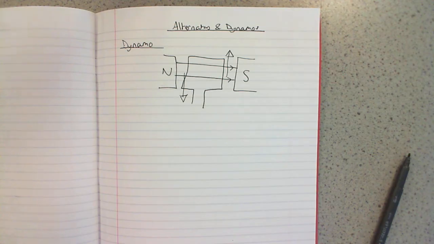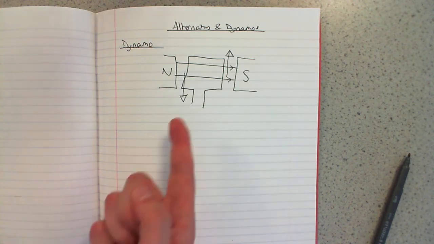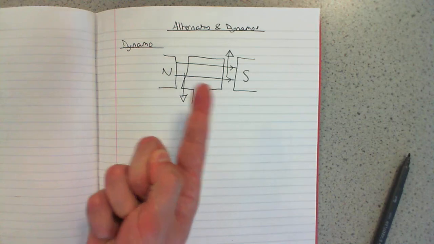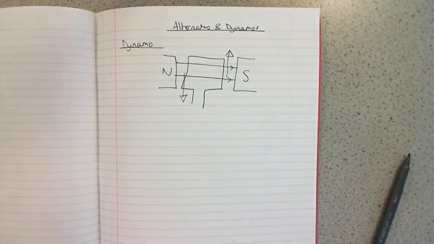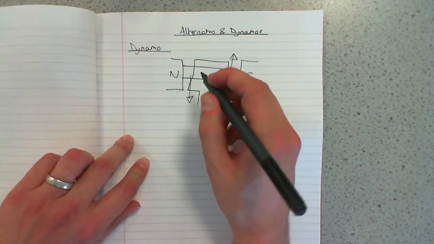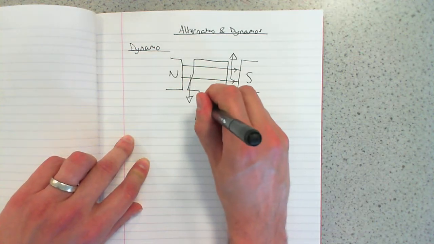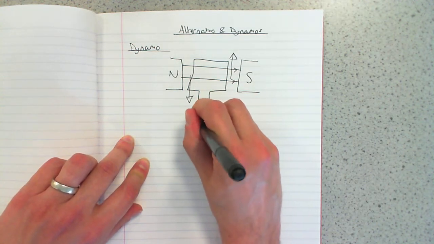The difference between a dynamo and a motor is that an electric circuit is driving the motor, making it spin, whereas with a dynamo, we're making the coil spin, which is inducing the current, generating the current. So what happens, we spin this coil, and this coil rotates through the magnetic field lines, inducing a potential difference, and because this is part of a complete circuit, it generates current.